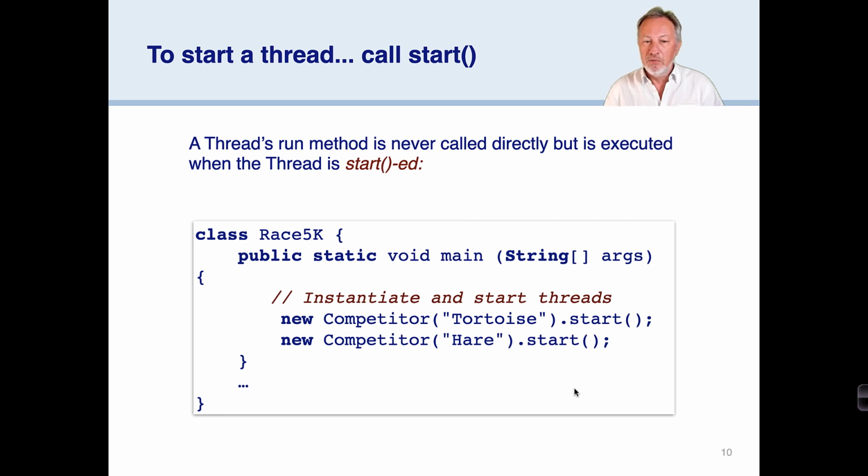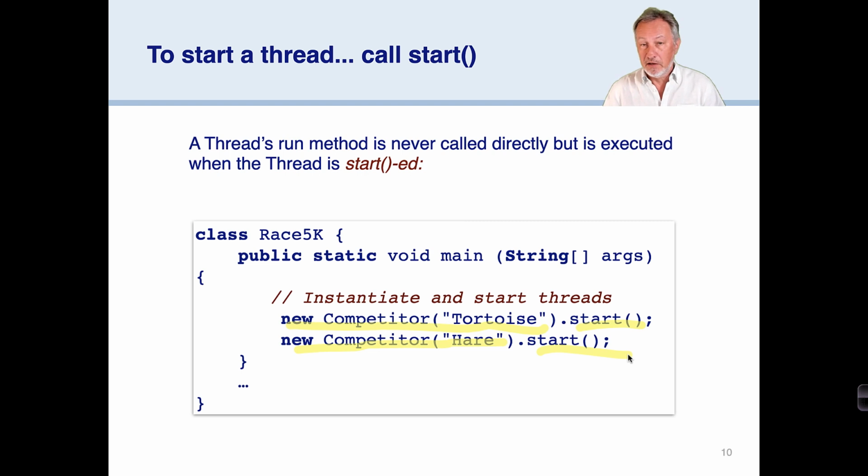Here we create two instances of a competitor. The competitor is a subclass of thread. So we create one competitor which is called tortoise and the other which is called hare. At this point, we create the new competitor and here we start it. So that thread object which has been created gets scheduled and it can start running as soon as it gets a chance. We create the other guy and we start him.